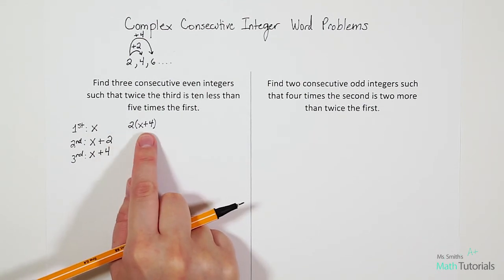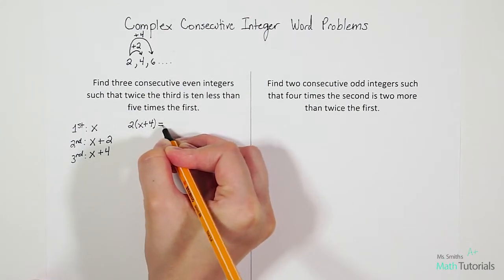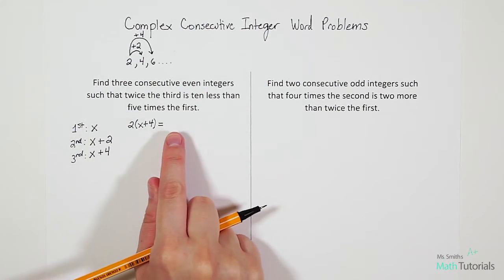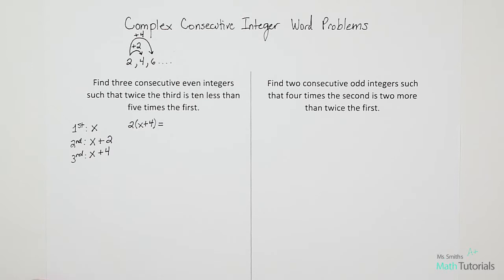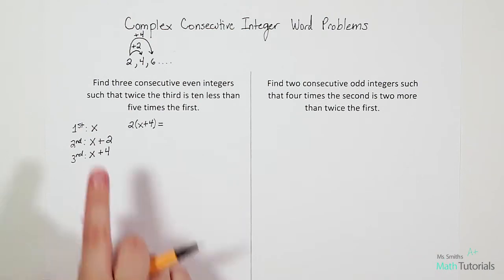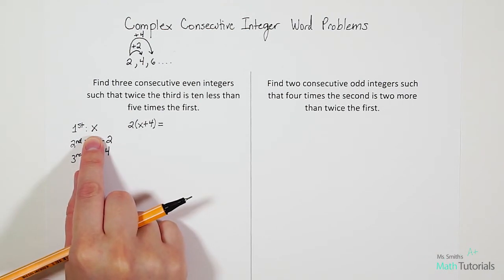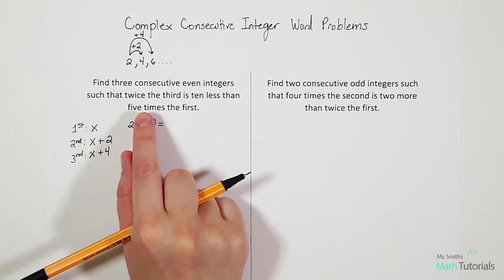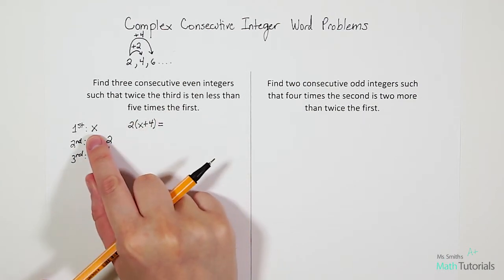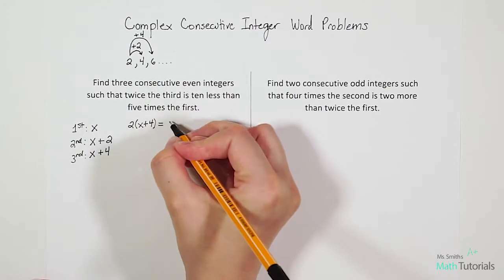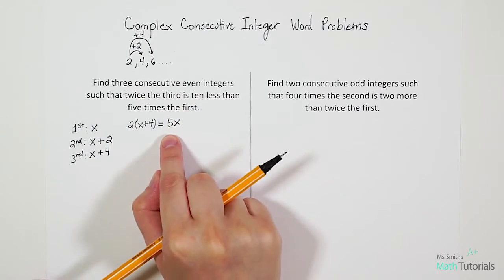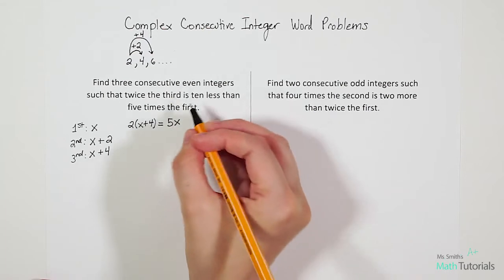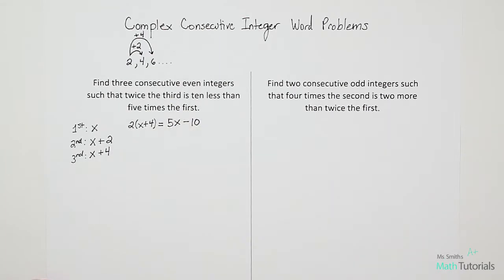So such that twice the third is, that means our equals, so it is 10 less than 5 times the first. So let's think through that. 10 less than 5 times the first. Well, who's the first? That would be our just plain x. So it's easiest if we think 5 times the first, well, that would be 5 times x. But then it's 10 less than that. So that means we need to take our 5 times the first and subtract 10 from it.